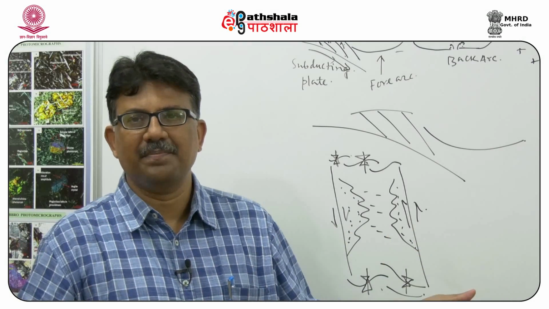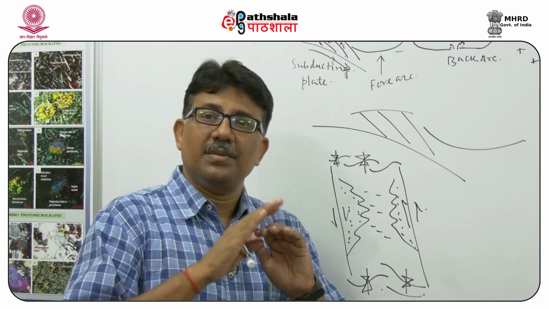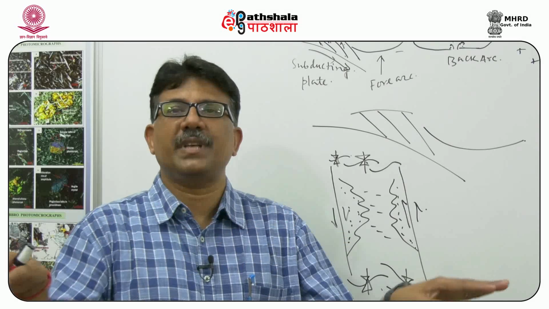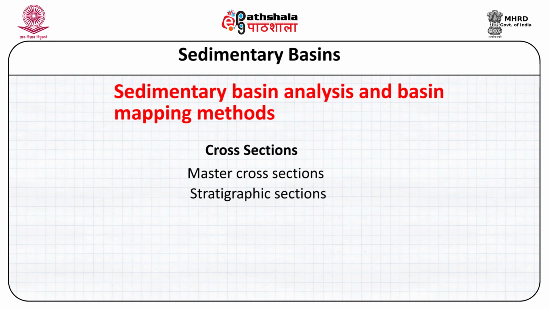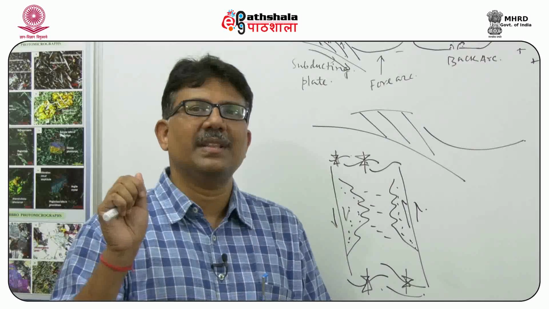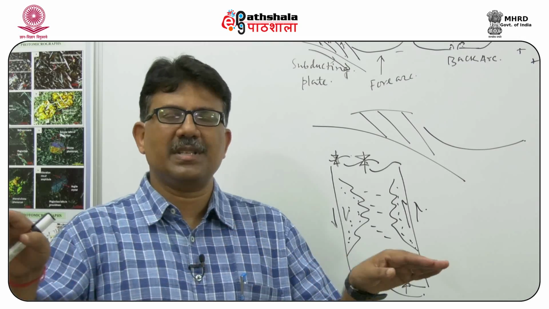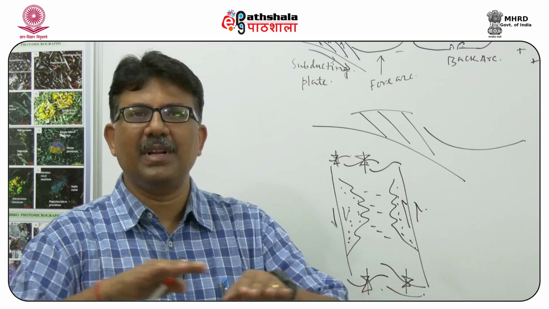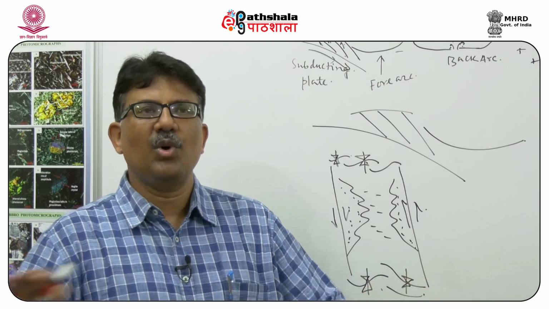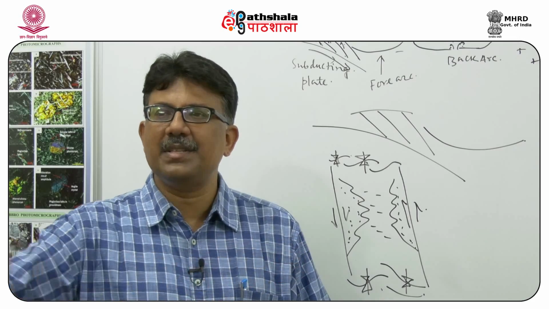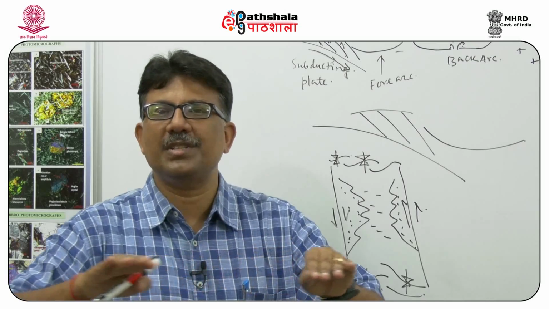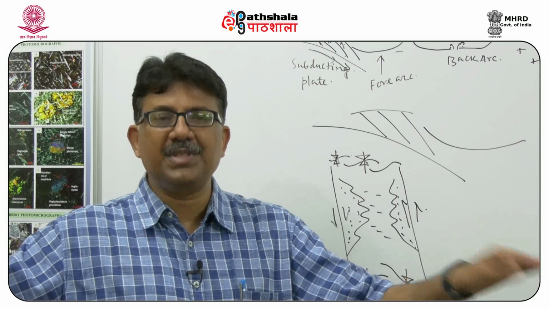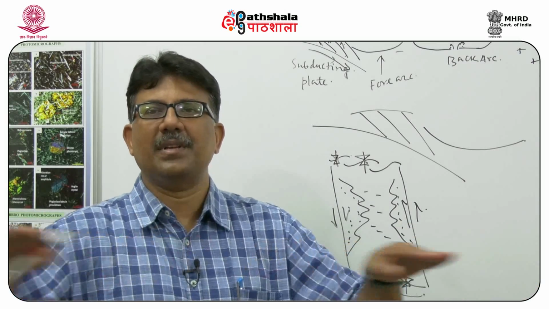The lithofacies map also allows us to know what facies types formed in the different kinds of settings. Now, there are two different kinds of cross sections that we also make. One is a master cross section, another is a stratigraphic cross section. In a master cross section, we make a cross section on the surface depending on the unconformity. So we get the different field history and different geological features that are there in the basin.